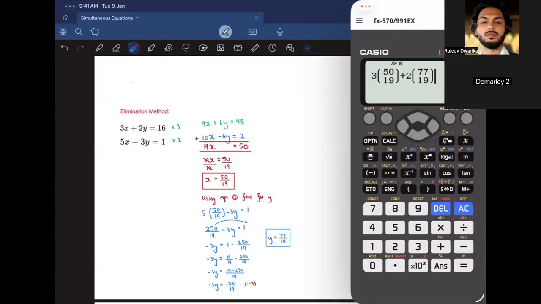Do you think it's going to equal 16? Yes. You see, it works. That's crazy. Let me try the other one, and that's going to be 5. x is 50 over 19 minus 3 times 77. And when we press the equal sign, what is it supposed to be?